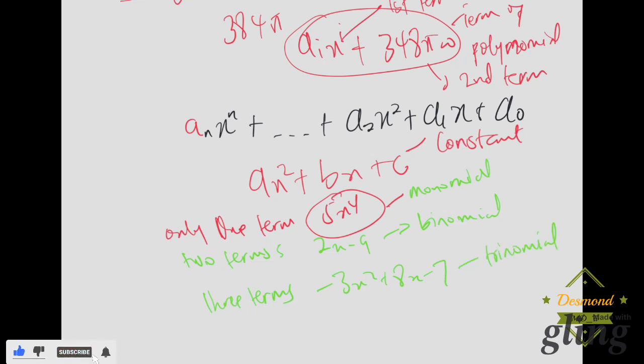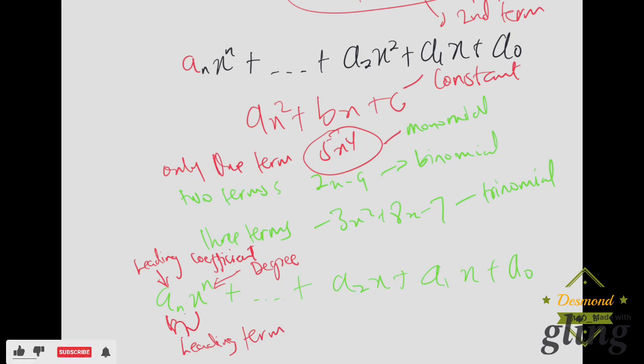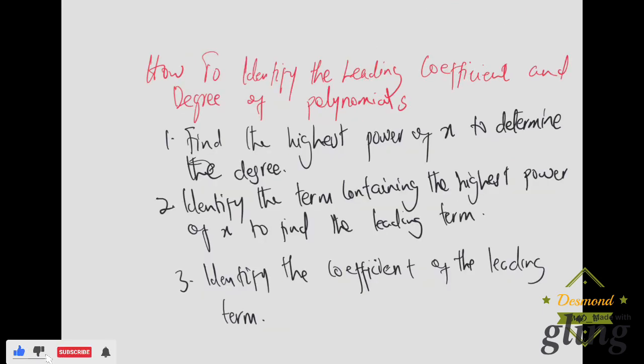We can find the degree of the variable that occurs in the polynomial. The term with the highest degree is called the leading term. I just wrote something here, which is a subscript n x exponent n, that is the leading term. So how do we identify the leading coefficient and degree of a polynomial? First of all, we have to find the highest power of x to determine the degree. Then the last thing we need to do is identify the coefficient of the leading term.